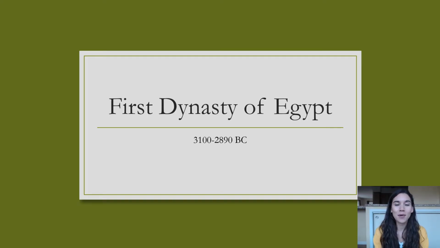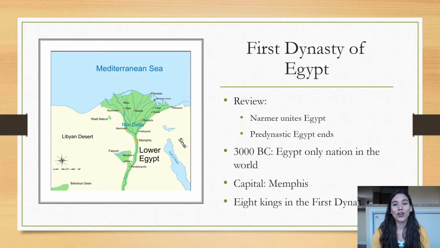We're going to start by talking about the First Dynasty of Egypt, which was from 3100 to 2890 BC. The First Dynasty of Egypt, again, review: Narmer unites Egypt, pre-dynastic Egypt ends, and around 3000 BC, Egypt is the only nation in the entire world. So in Mesopotamia, in Sumer, we have cities being ruled by a king, but we don't have a lot of cities being ruled by one leader like we do in Egypt anywhere else in the world.